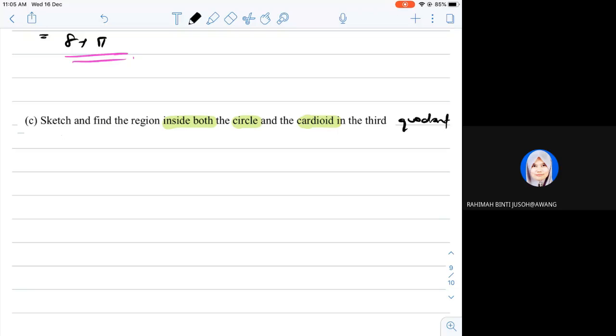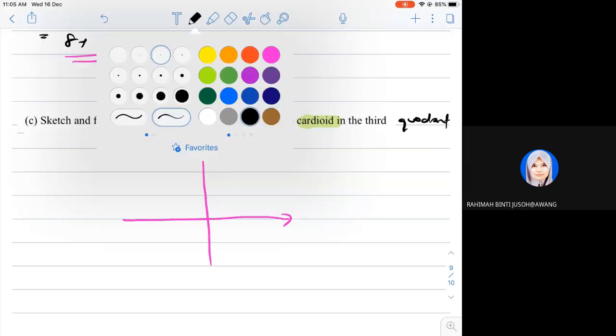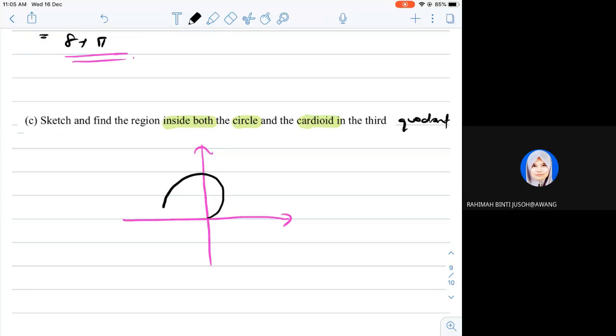Question C. So, kalau kita sketch lagi graf ni, dan kita ada circle. So, kat sini 2 lah. Negatif 2, negatif 4. Soalan ni kata apa ni? Dia nak inside both circle and cardioid, dalam kedua-duanya. Inside both. So, in the third quadrant. Third quadrant kat sini. Here is the third quadrant.